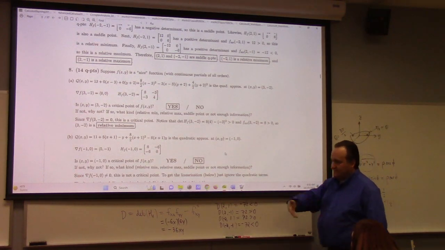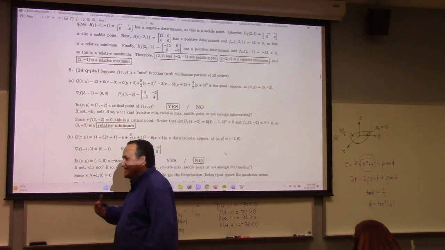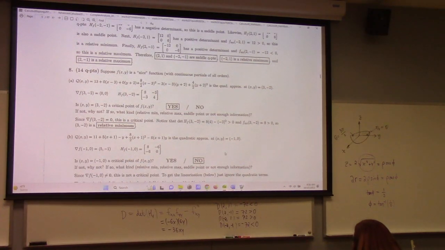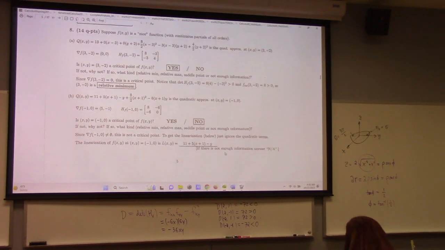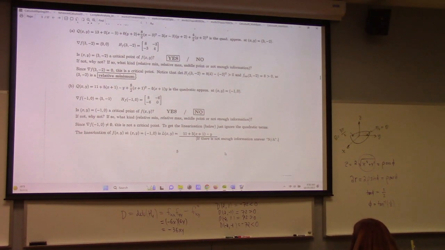And if it's not a critical point, then you can't really decide whether it's a max, a min, or saddle, or anything like that. All right, it's irrelevant. Although he did leave a spot for us to put the linearization, right? The linearization is just everything up to, but not including, the quadratic terms.